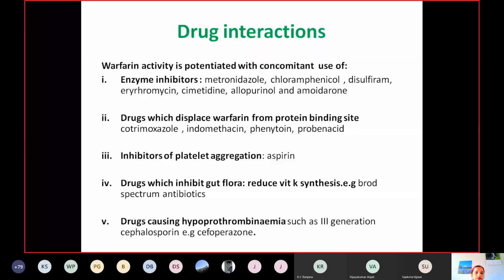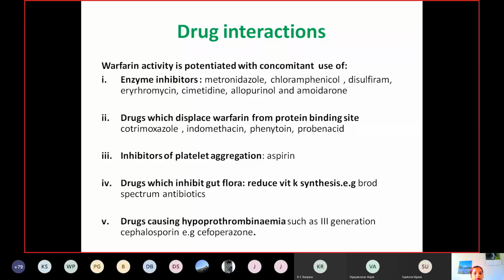The warfarin activity is potentiated with concomitant use of the following drugs. Enzyme inhibitors. Okay, there are various drugs which act as enzyme inhibitors: metronidazole, chloramphenicol, disulfiram, erythromycin, cimetidine, allopurinol, and amiodarone. Okay, these are the enzyme inhibitors. So when you use these drugs along with warfarin, the enzymes which metabolize warfarin are inhibited. So when the enzyme is inhibited, obviously there is an increase in concentration of the warfarin.